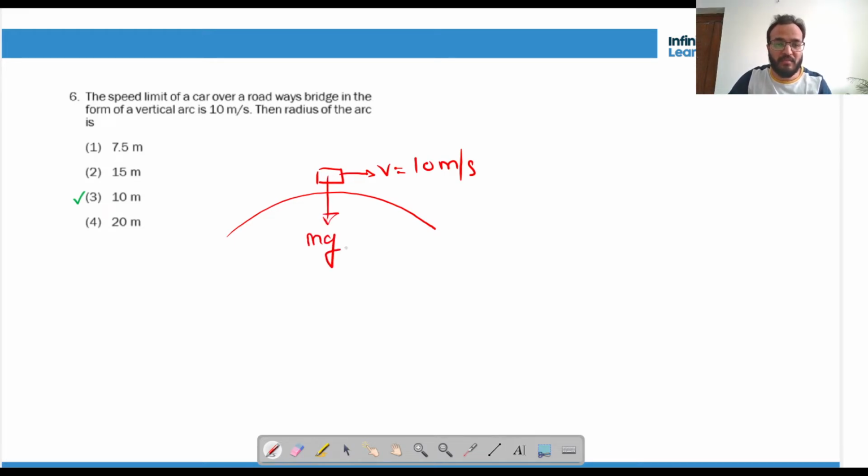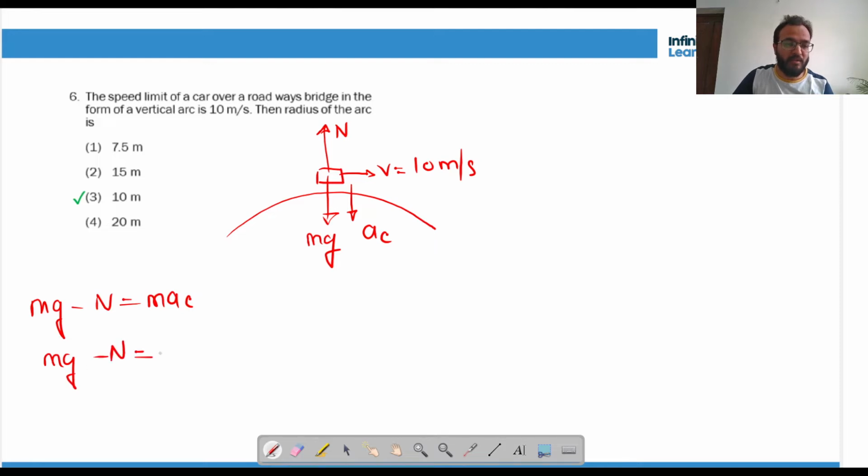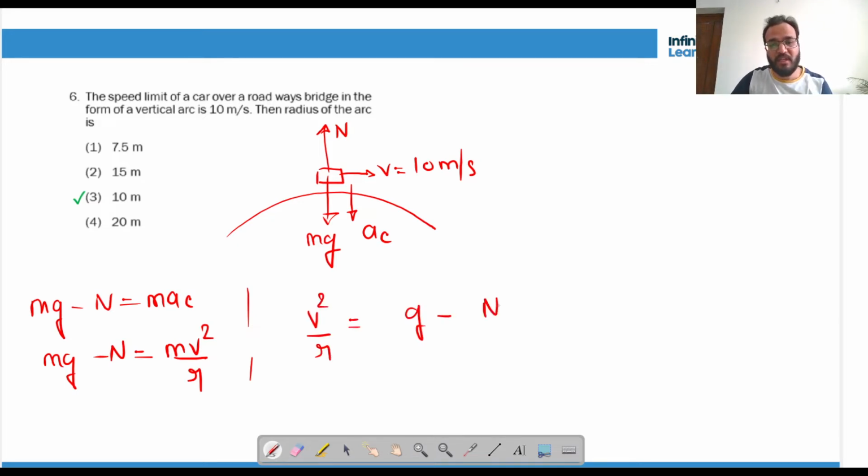This is mg, this is normal, and this is centripetal acceleration. So you will say mg minus normal is equal to mac. So mg minus normal is equal to mv square by r. So we can say v square by r is equal to (g minus N by m), or we can say v square is equal to gr minus N into r by m.